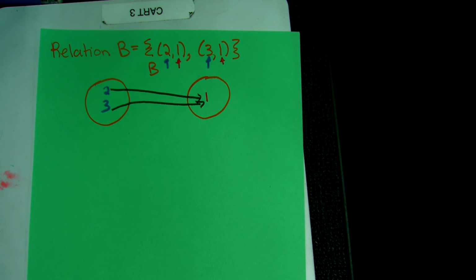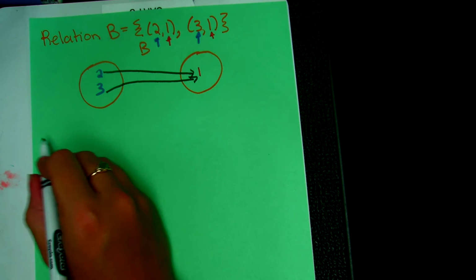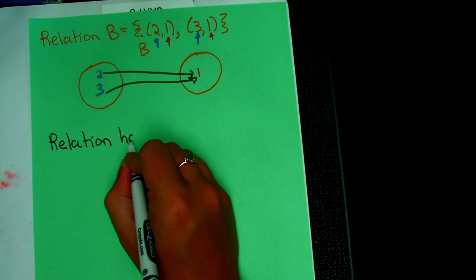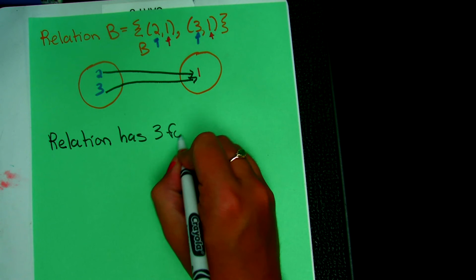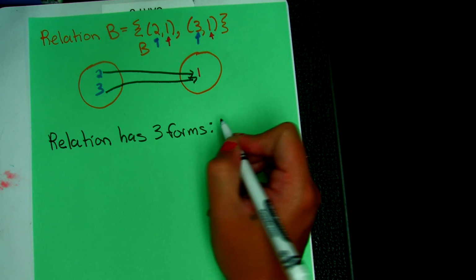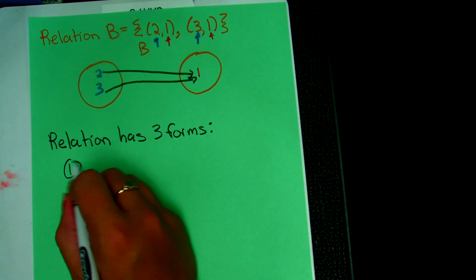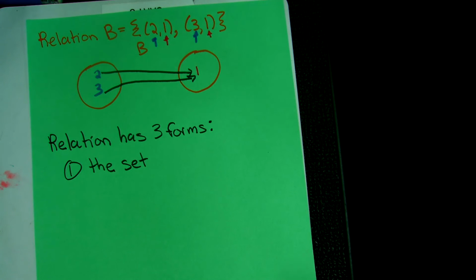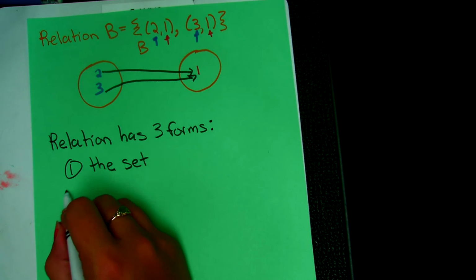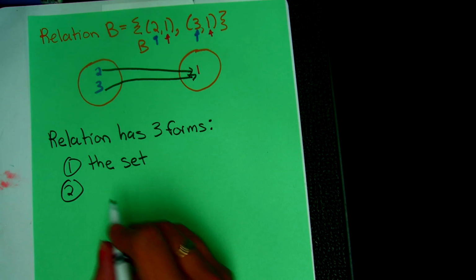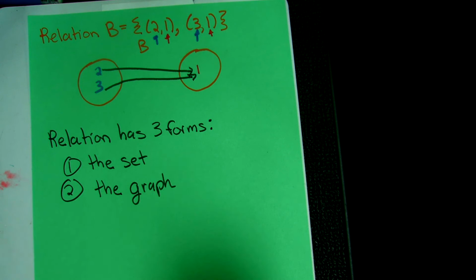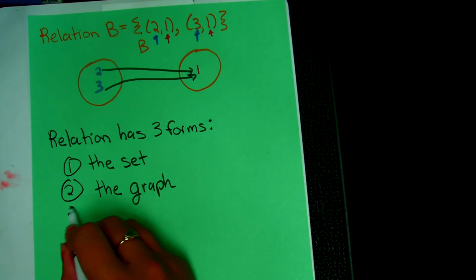So now we can think of a relation as having 3 forms. The first form is the set, using the braces and listing the ordered pairs. The second form is the graph, when we graph the set of ordered pairs. And then the third form of a relation is the circle mapping.